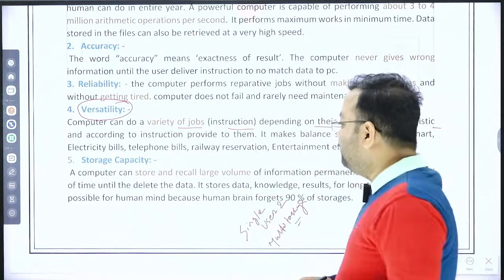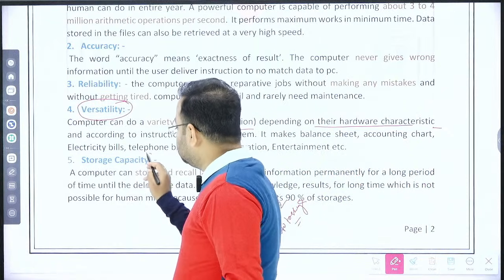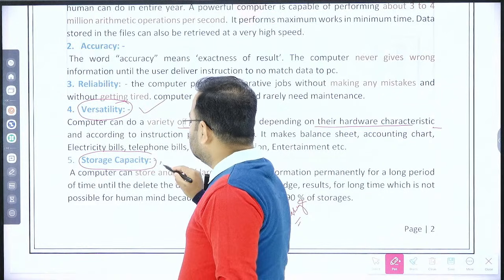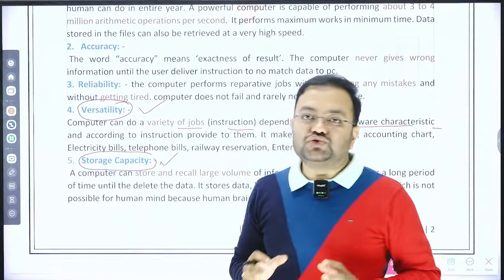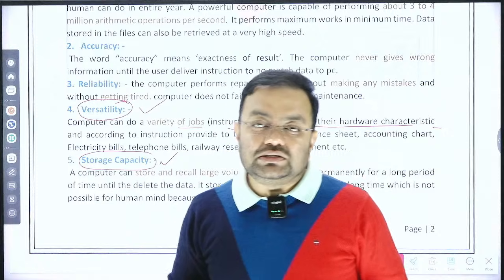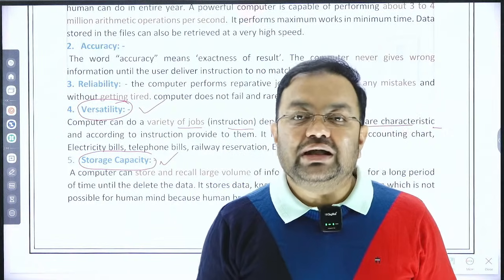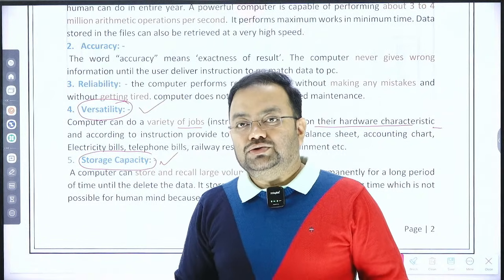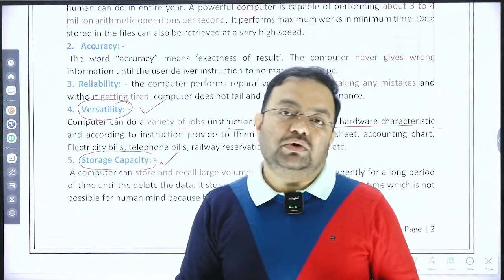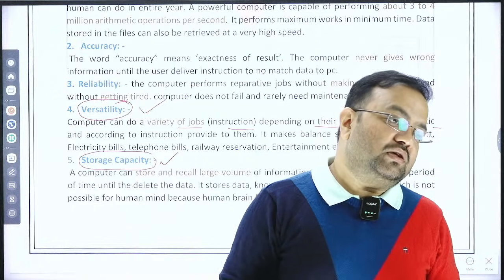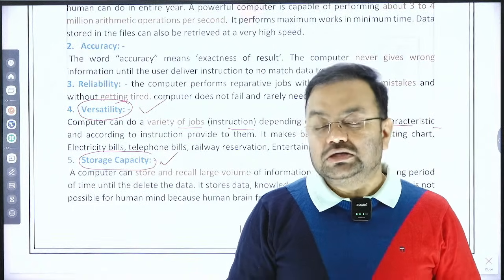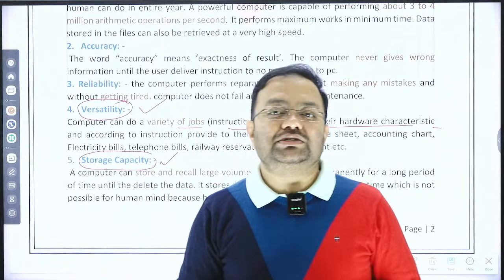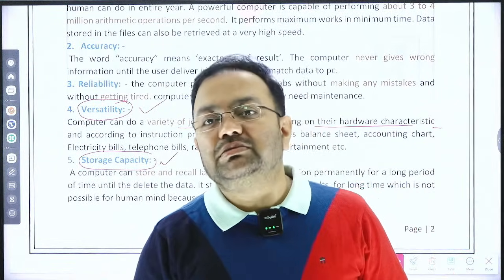versatility. And the fifth part is the storage capacity. So students, remember, one is versatility, another is the storage capacity. These two characteristics specifically define the difference between computer and calculator. As we know, a calculator is also a machine which can give results accurately, and the speed is also very good. But what is the difference if you go by the characteristics? One is storage capacity, another is versatility.